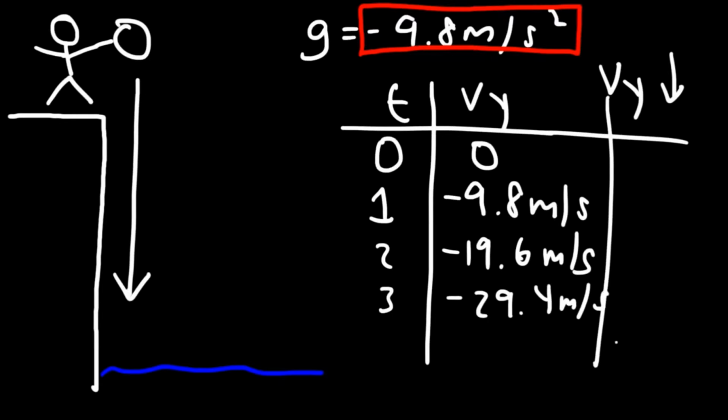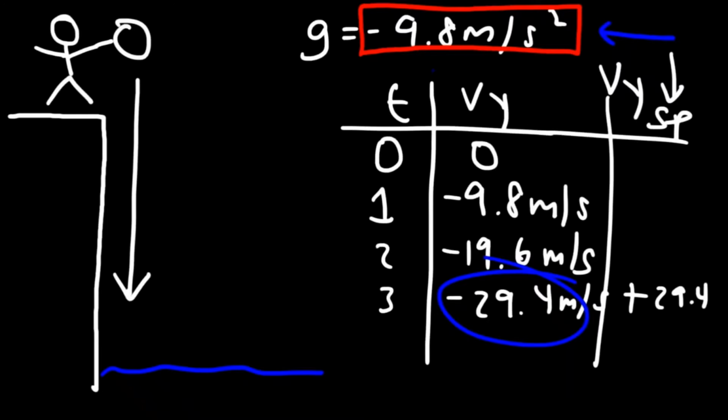Now the speed is always going to be positive. So if you are asked, what is the speed of the ball three seconds later, it's going to be positive 29.4 meters per second. But if the test question asks you for the velocity of the ball three seconds later, you should say it's negative 29.4 meters per second, because it's going in the negative y direction. And so hopefully this number makes more sense.